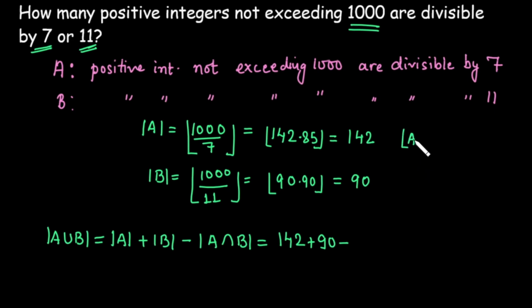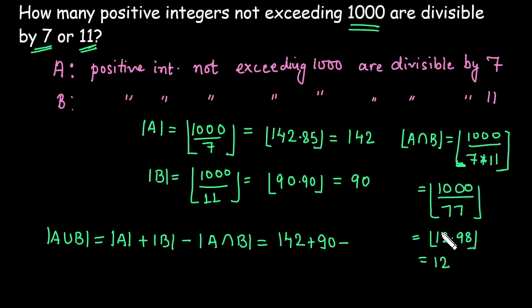So we can count this as 1000 divided by the number divisible by 7 as well as 11. So we will take the product in this case and then take the floor. So this is equal to 12. Substituting here, finally we get a value in this case of 220.